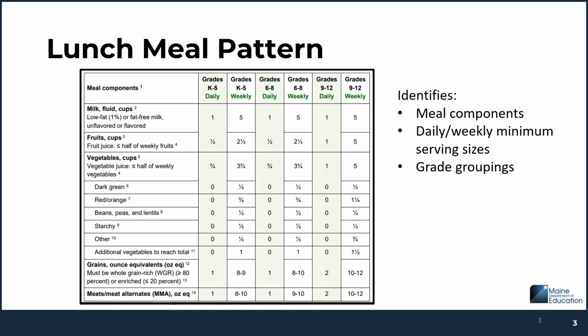The 5 food components must be offered in minimum serving sizes and quantities by day and week. The amounts offered vary by grade groups, K-5, 6-8, and 9-12. We'll go through each of these in this presentation.